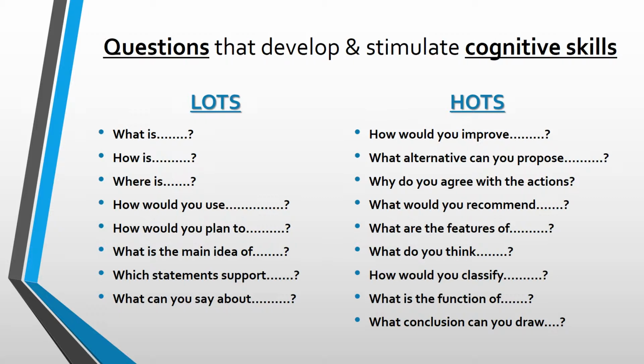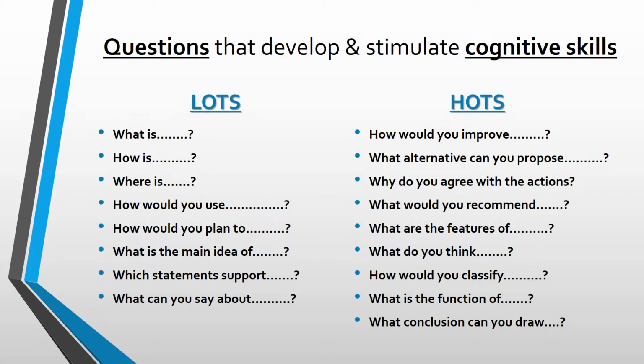Take a look here at a little framework for questions that develop and stimulate cognitive skills. On the left side, we have those lower order thinking skills. Some examples would be: what is, how is, or where is. And then you can apply it to whatever subject you're teaching. For higher order thinking skills, examples are: how would you improve? What alternative can you propose? Why do you agree with the actions? What would you recommend? Those are all great examples that would stimulate and develop higher order thinking skills.